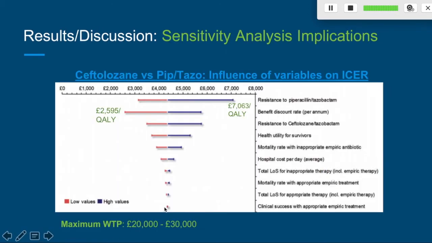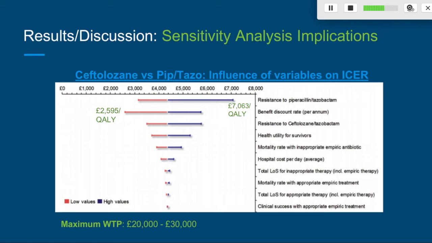For the sensitivity analyses, we believe that the authors did a very thorough job. Since this is a simulation model, the sensitivity analyses are especially important because there are so many variables that could impact the results of the study. The tornado chart is showing the influence that the different variables on the right have on the ICER, comparing ceftolozane versus pip/tazo. We believe that the authors included very relevant variables in an attempt to influence the ICER greatly.